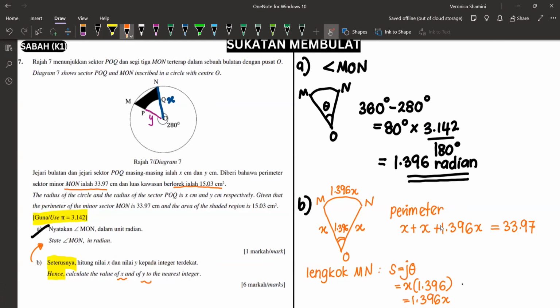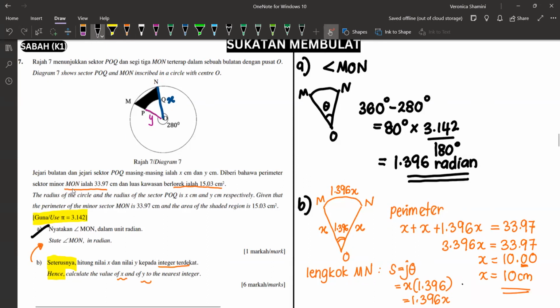Okay, now we cari the X. Okay, if 1 tambah 1, dia 2. 2 tambah 1.396, 3.396. Okay, bring the X to the other side. So, kita dapat 10.002 something, right? Okay, tapi jawapan nak kepada integer terdekat. Integer means here lah, after the point. So, dapat 10 sahaja. X. Okay, X done. Next one, kita nak cari Y.